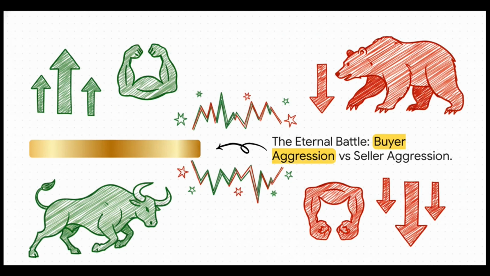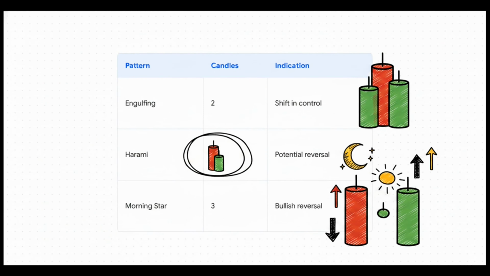And this brilliant dynamic creates a constant battlefield right on your screen. You see, trading is just an eternal battle of aggression. Buyer aggression creates demand, and that pushes prices up to form those solid green candles. Seller aggression creates supply, dragging prices down to create the red ones. So whenever you look at a chart, I don't want you to just see colors anymore. I want you to ask yourself, right now, who was more aggressive during this time period, the buyers or the sellers? When we start combining these single candles into double or triple patterns, that's where the real stories unfold.